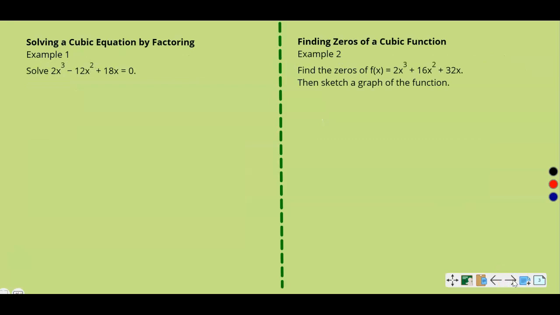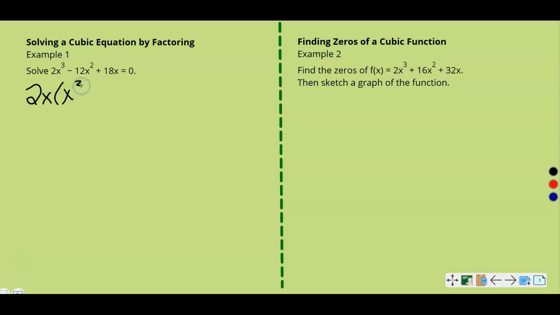All right, example 1. Solving a cubic equation by factoring. It says solve 2x cubed minus 12x squared plus 18x equals 0. Hopefully you recognize that these are all even numbers, which means there's a factor of 2 that can be factored out, and they all have a variable of x. So our greatest common factor is going to be 2x. So the first thing I'm going to do is factor out a 2x.